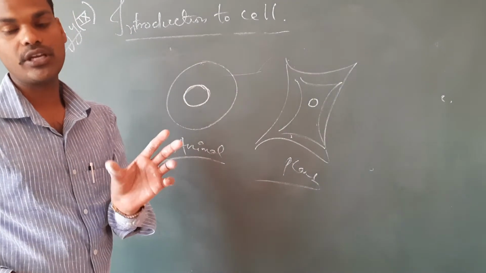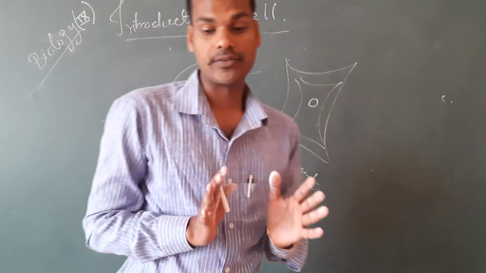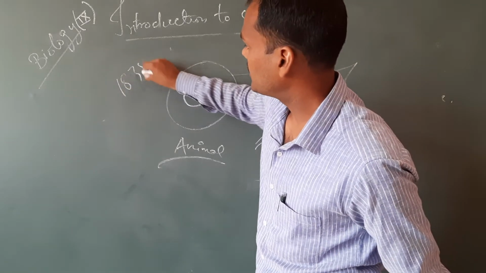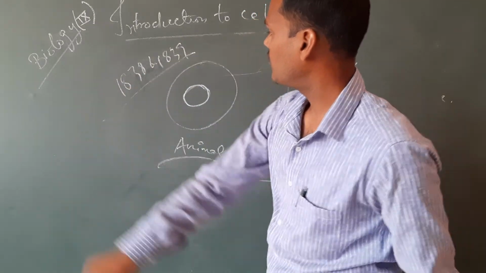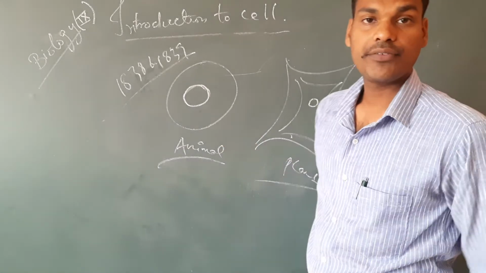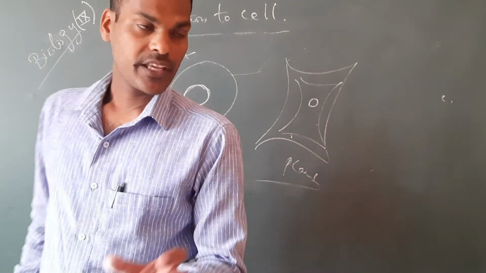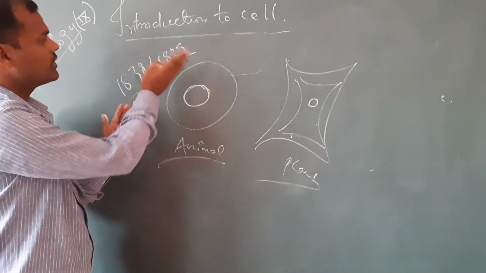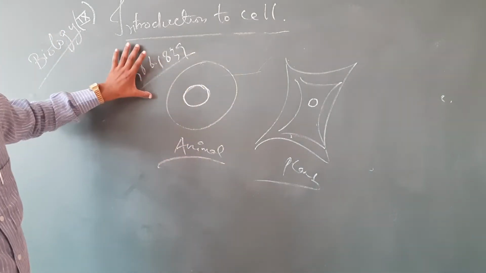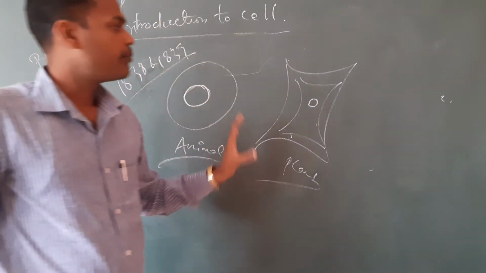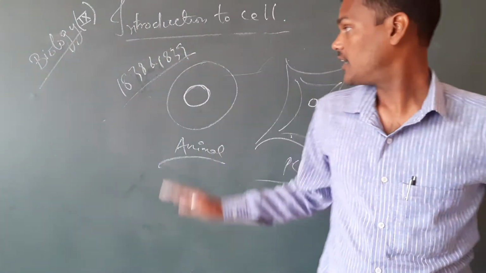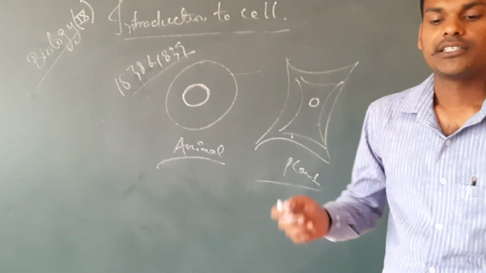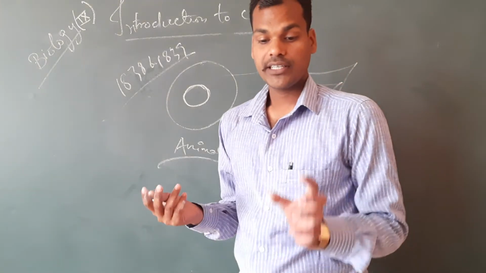These are the postulates of the cell theory given by Schleiden and Schwann in 1838 and 1839. And later on, what happened? In 1855, Rudolf Virchow added something to the cell theory that is known as the modern cell theory. The original cell theory was given by Schleiden and Schwann, but Rudolf Virchow in 1855 told about the modern concept of cell theory.